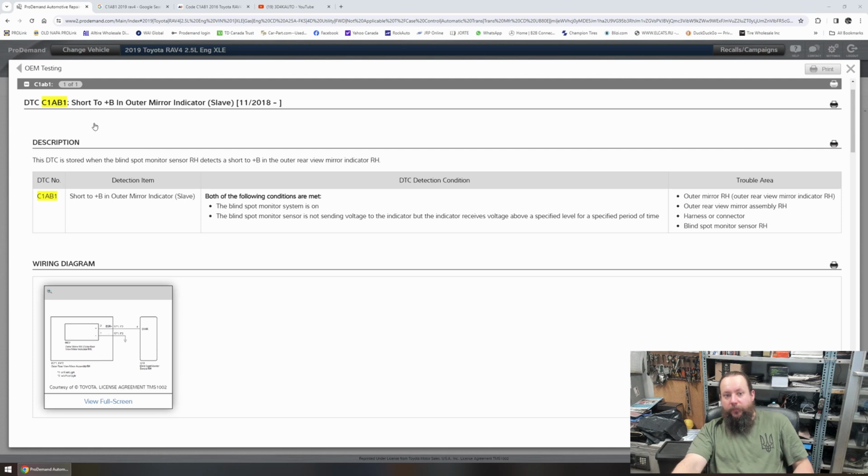Here's our code. It's a C1AB1, short to positive battery in outer mirror indicator slave. It's a slave indicator because it's not on the driver's side, it's on the passenger side. I guess that's why they call it a slave. This DTC is stored when the blind spot monitor sensor on the right side detects a short to battery in the outer rear view mirror indicator. So I guess you can read all of that yourself. I'm not going to read it all.